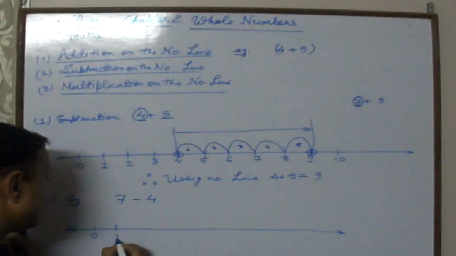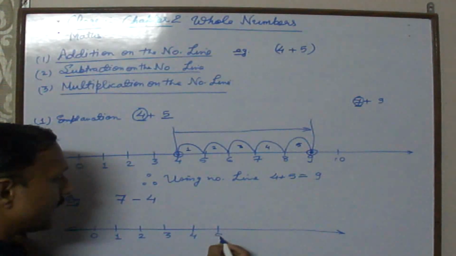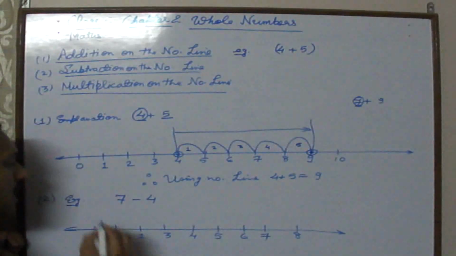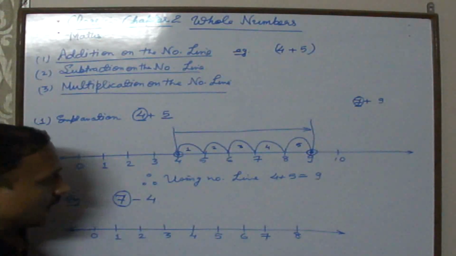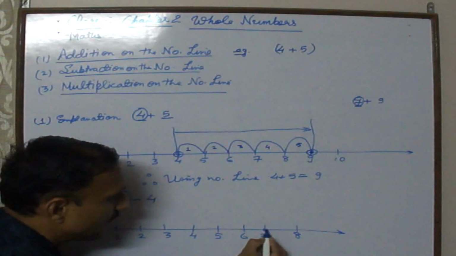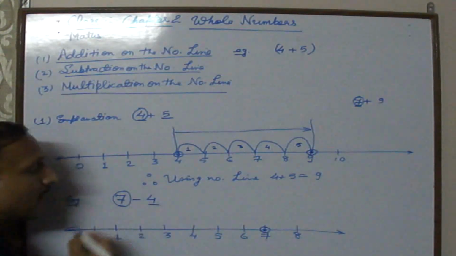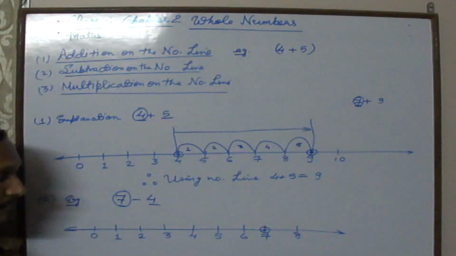0, 1, 2, 3, 4, 5, 6, 7 and 8 and so on. Now here also we will start from 7. So let us mark that point on the number line. This is 7. Now this time as we have to do minus, we have to subtract it. So we will move towards the left.